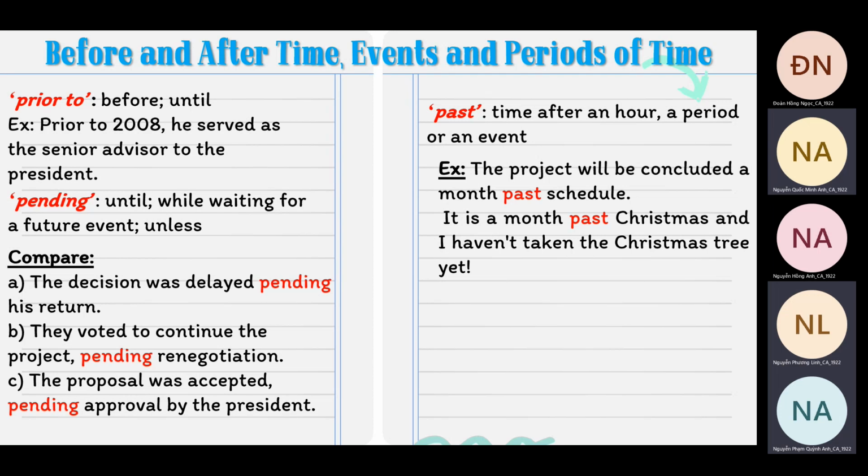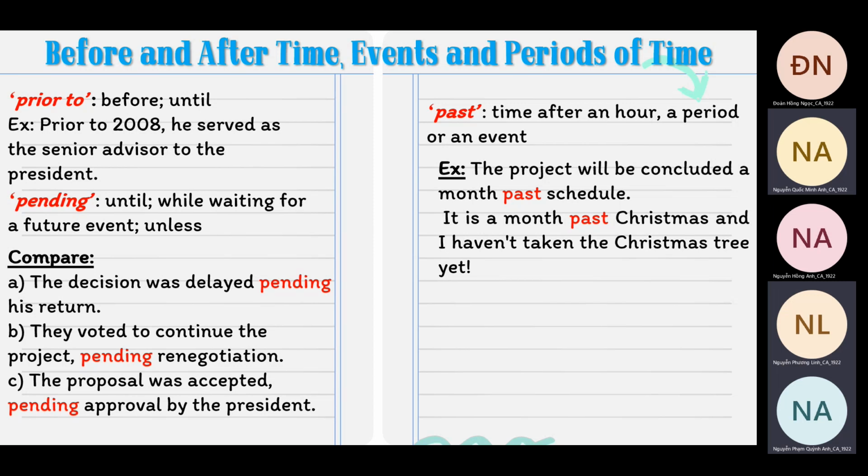And the last one we can see is before and after time, events and periods of time. We have prior to, which means before or until. For example, prior to 2008, he served as the senior advisor to the president. And we have pending, which means until, while waiting for a future event, or unless. We will compare pending in different situations below. A. The decision was delayed pending his return, which means that the decision was delayed until his return.